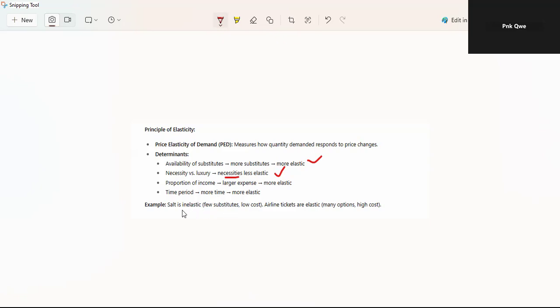So salt is inelastic because there are few substitutes and it's low in cost. Airplane tickets are elastic because you have many options. If too expensive, you just use a bus altogether. So in this case, you will need to choose the best available option. I hope it's clear. Okay, can we proceed?